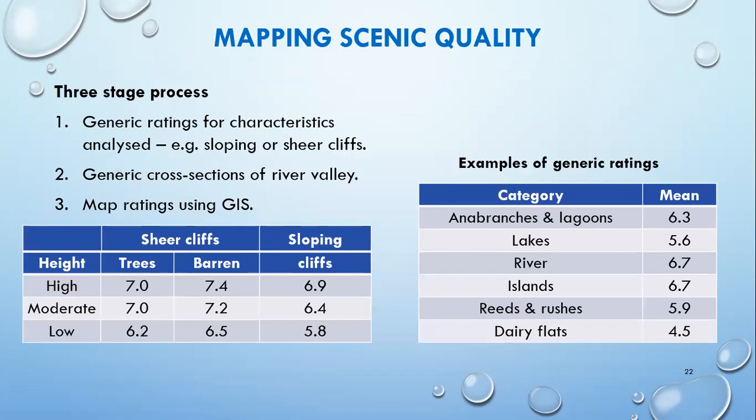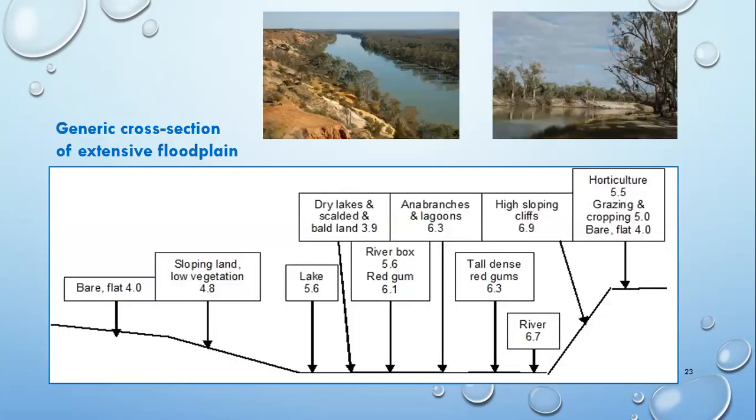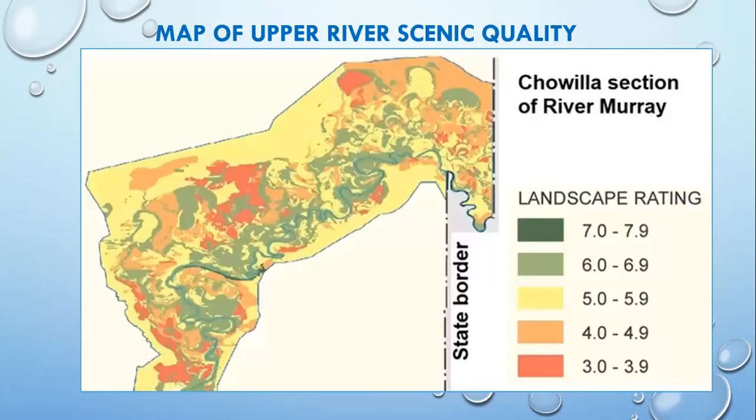Mapping the scenic quality involves 3 stages. Firstly, deriving generic ratings of the characteristics. So sloping and sheer cliffs are the examples here of what the ratings would be, and also generic ratings for different aspects of the landscape. So here we have the river at 6.7. And then looking at a cross section of the river, there's the river section there, 6.7, and different components there from the information that's derived, saying what the rating would be. And then using GIS one can map this. And so the green areas are those which are higher ratings, and the red areas are very low ratings.